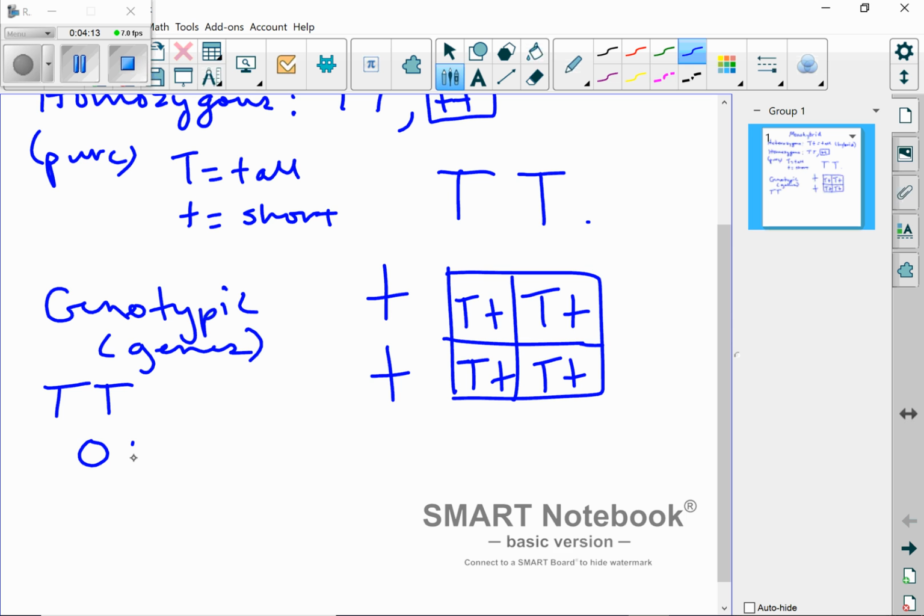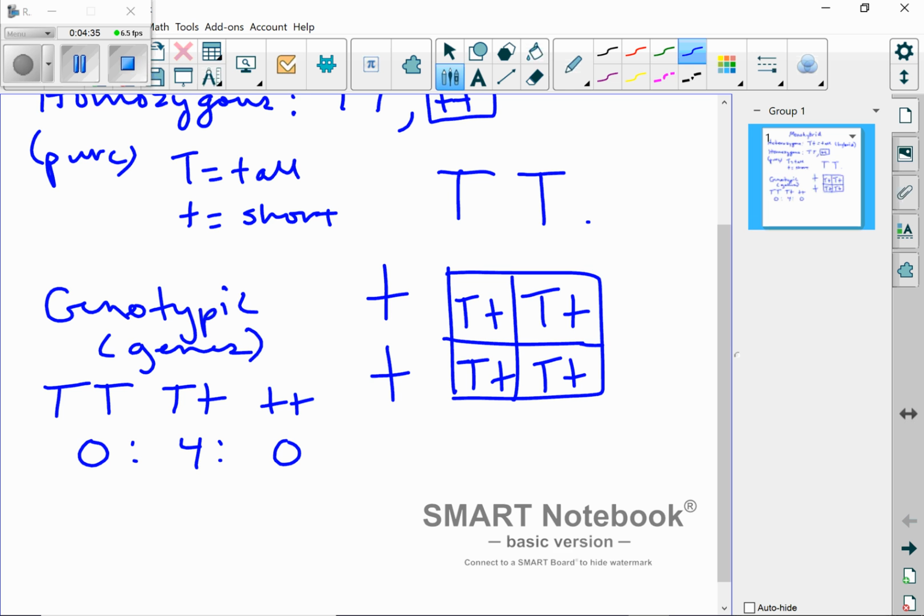So we're going to put a 0 in our ratio there. Now we're going to look up there and say how many are heterozygous. Well, we've got 4, so 4 are heterozygous. Then we're going to say little t, how many are going to be homozygous recessive? There's none. So our genotypic ratio is 0, 4, 0.